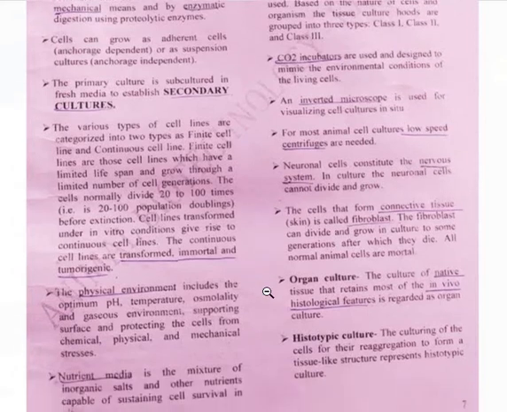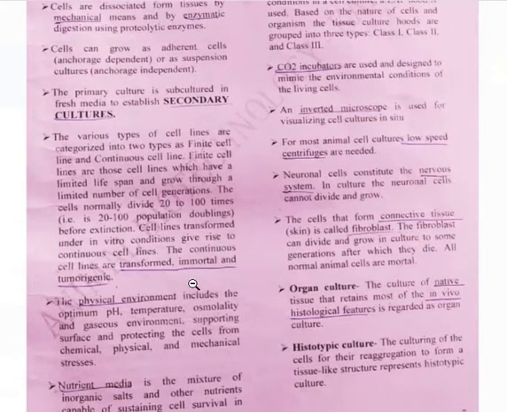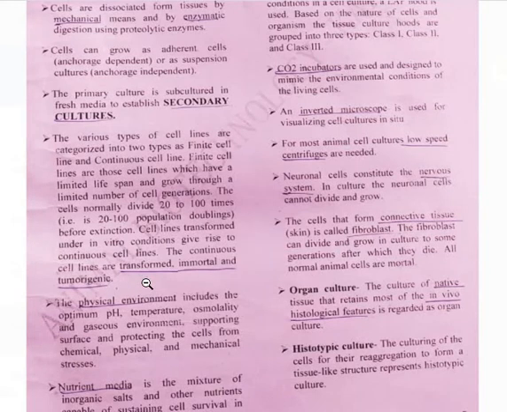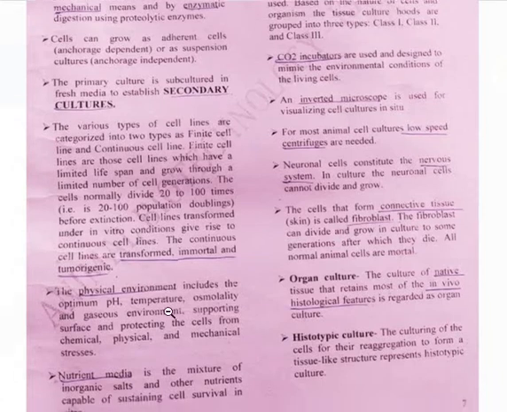But when you take tumor cells, they can give numerous cells. So only in experimental procedures, numerous tumor cells are preferred by the researchers. The continuous cell lines are transformed, immortal, and also tumorigenic. That is about the continuous cell lines.